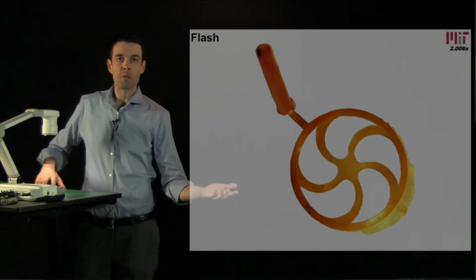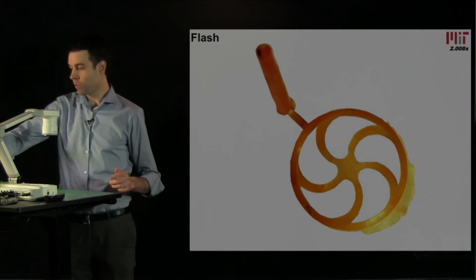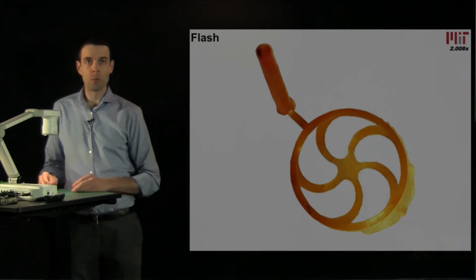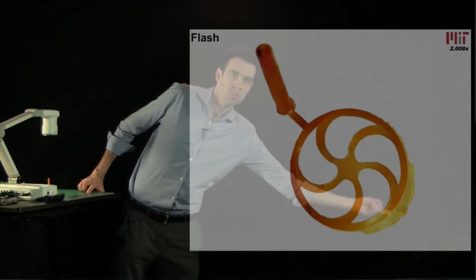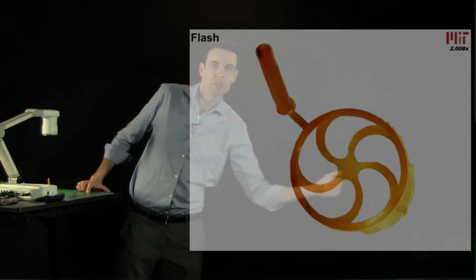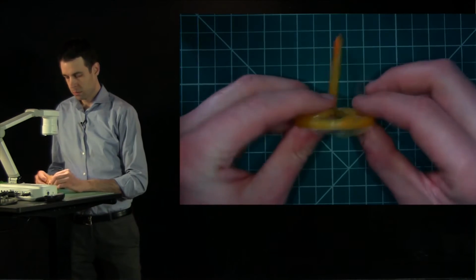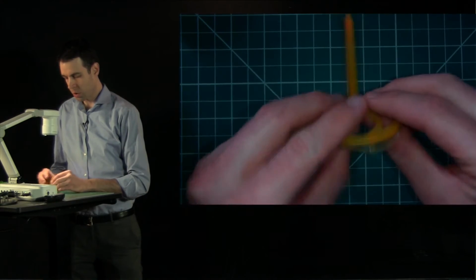Now here's an example of flash, and as I said, flash is the defect where you force the plastic too hard across the mold and you generate this unintended extra feature which hangs off the side. And we see the same part here. This is another yo-yo part.